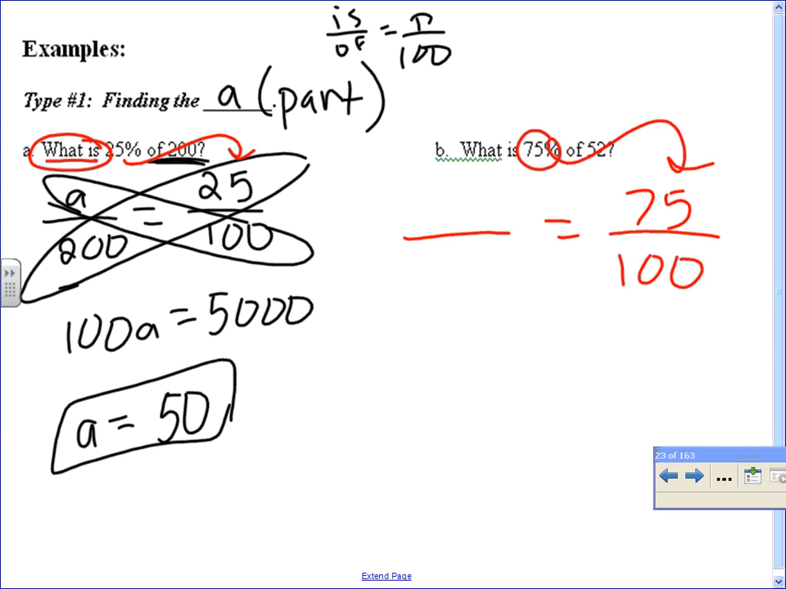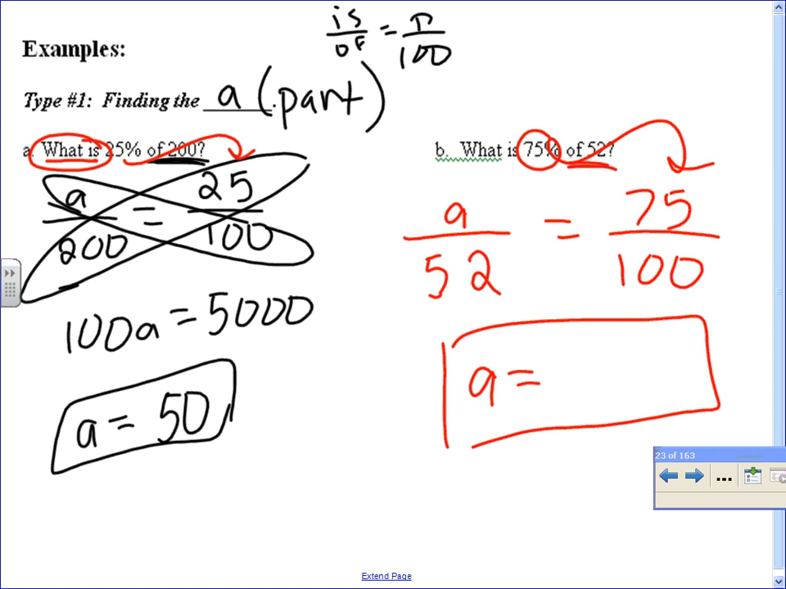Where does the 52 go, on the top or on the bottom? Annalise? Why? It's the whole or it's after of. So it's the whole or it's the of. We need to find the part. Mary, you with me on that one? Okay. So go ahead and use cross product, solve. Tell me what the part is.